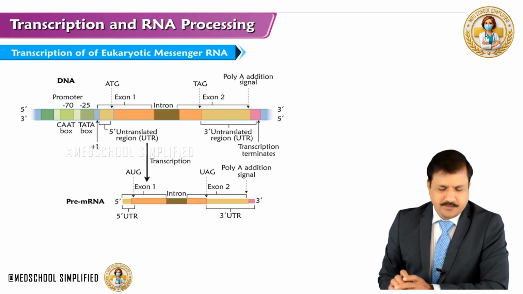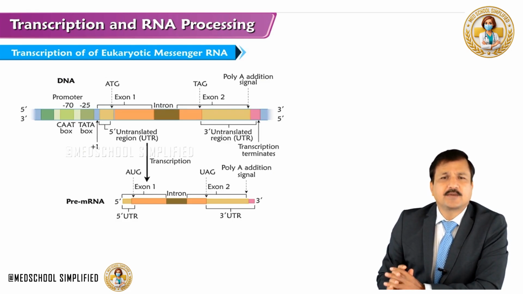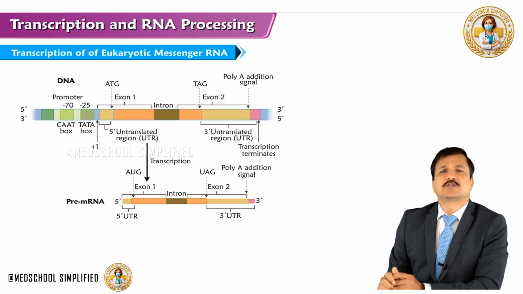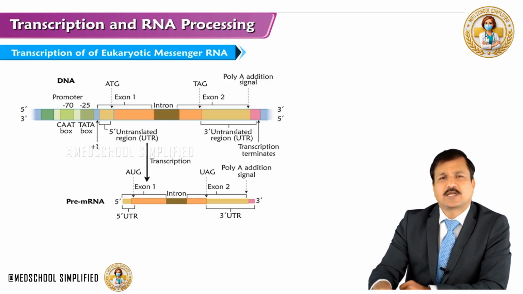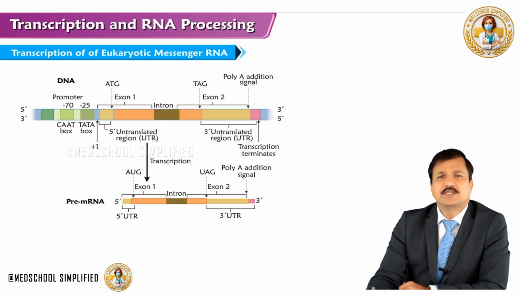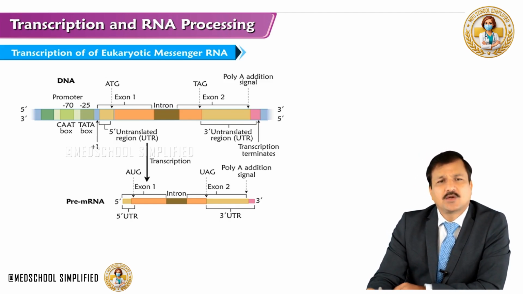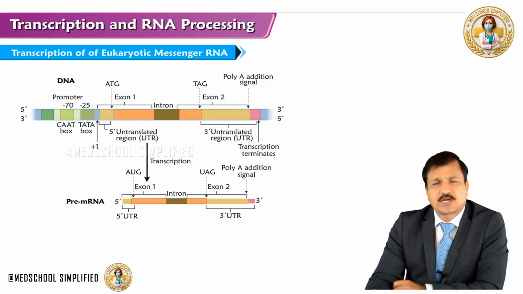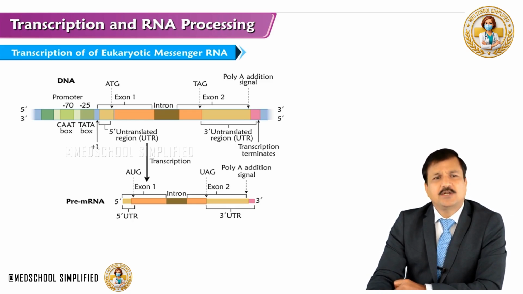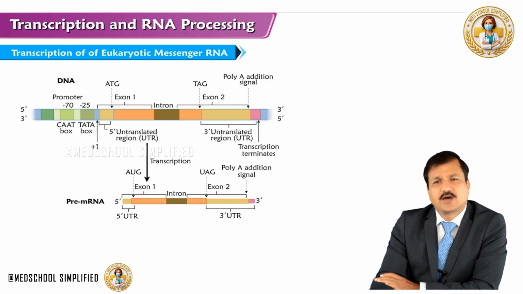Now let me explain to you transcription of eukaryotic messenger RNA. In eukaryotes, most genes are composed of coding segments referred to as exons, and these exons are interrupted by non-coding segments, introns. Both exons and introns are transcribed in the nucleus. Introns are removed during processing of the RNA molecule in the nucleus. In eukaryotes, all mRNA is monocistronic mRNA. And the mature mRNA is translated in the cytoplasm.